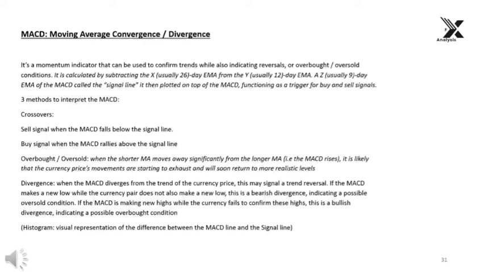Divergence. When the MACD diverges from the trend of the currency price, this may signal a trend reversal. If the MACD makes a new low, while the currency pair does not also make a new low, this is a bearish divergence, indicating a possible oversold condition. If the MACD is making new highs, while the currency fails to confirm these highs, this is a bullish divergence, indicating a possible overbought condition.